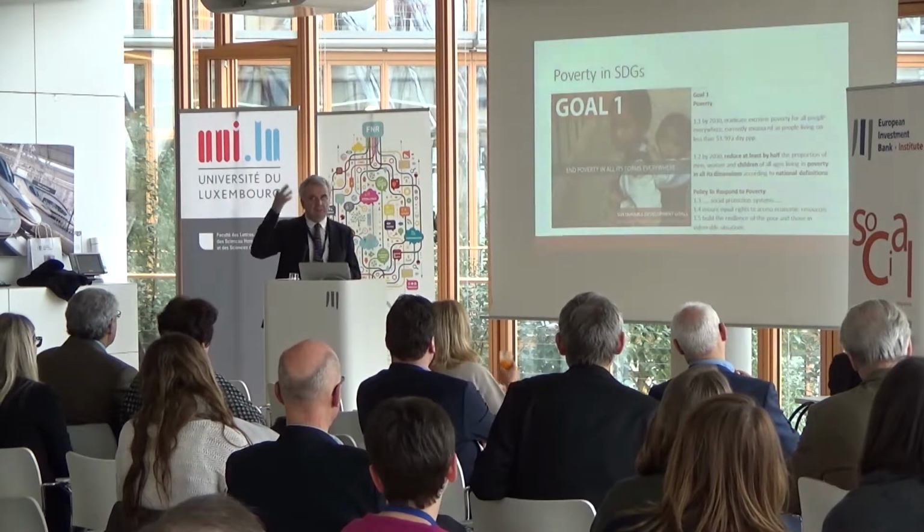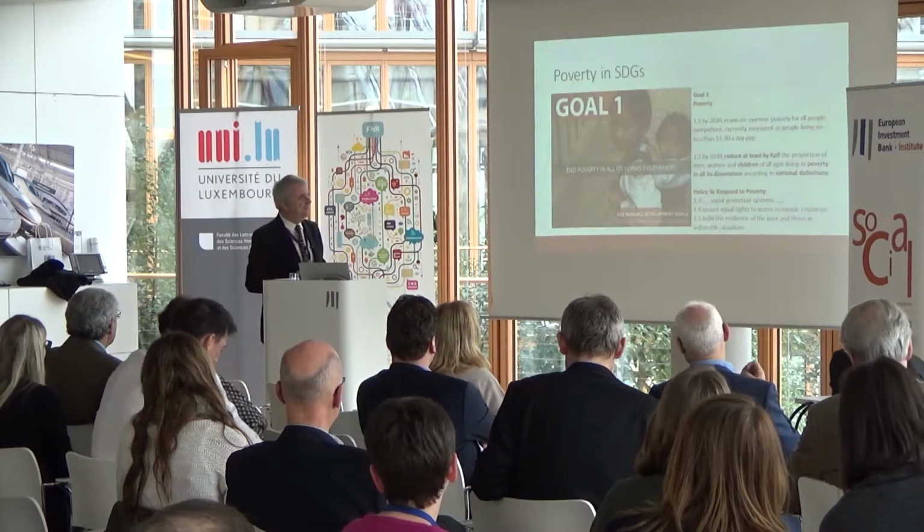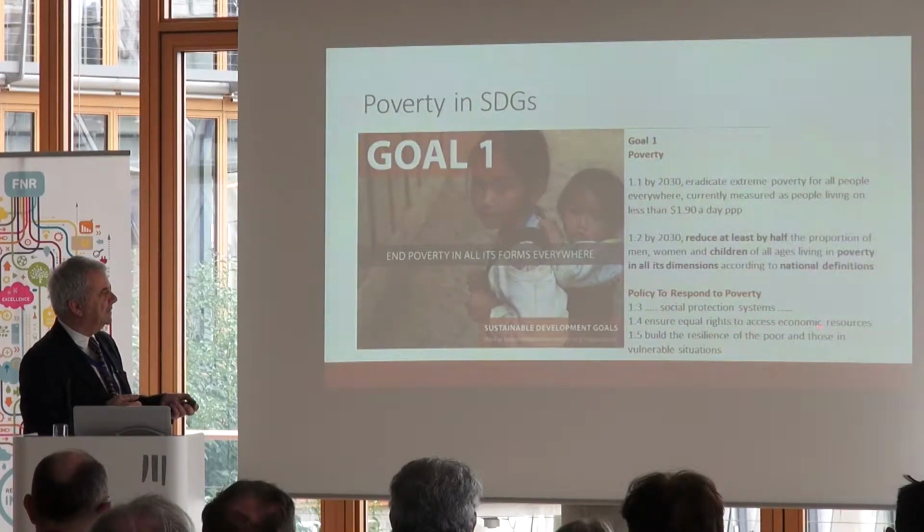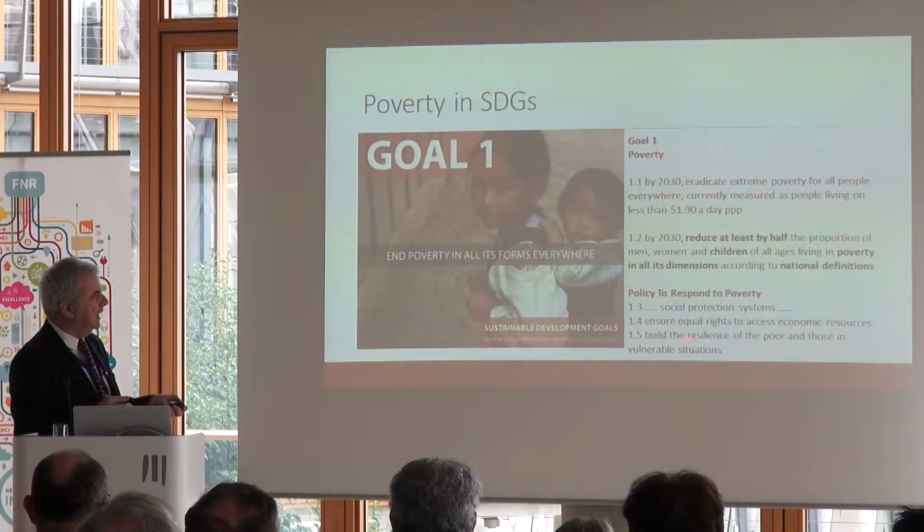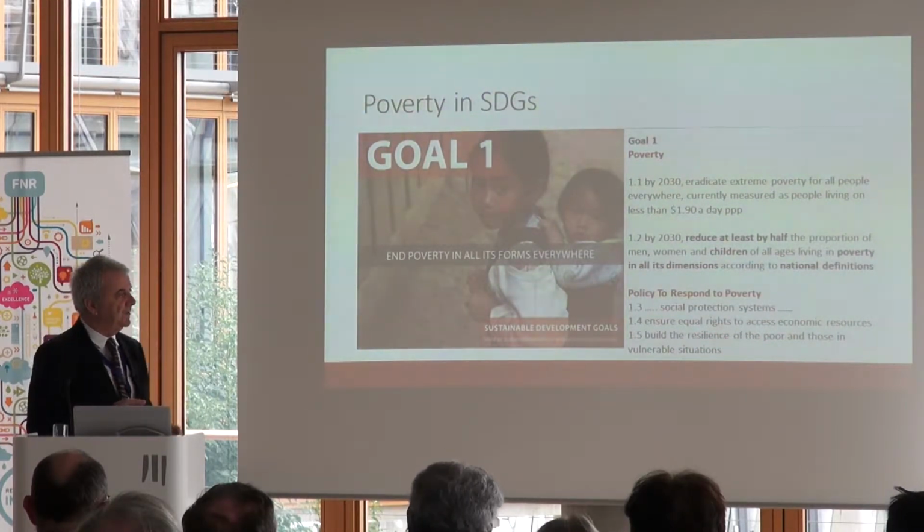And it's worth thinking about these, although I won't talk about them very much. The first one talks about having social protection systems, so both ensuring against economic shocks and also promoting household and family economic well-being, ensuring equal rights to access economic resources, and building resilience of poor people and people in vulnerable situations. So let's keep those in mind as we go.